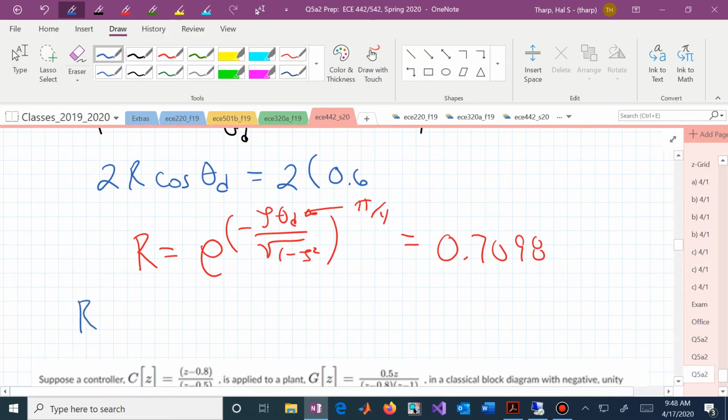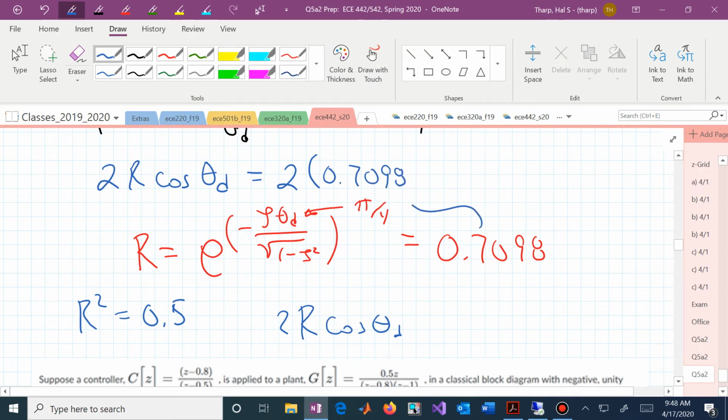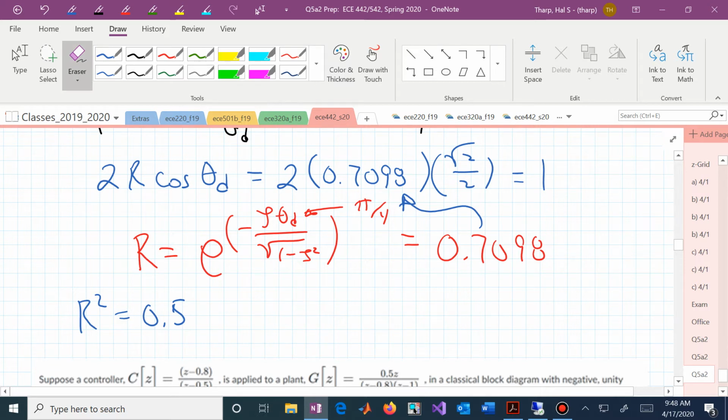Now r squared is different, so maybe you couldn't find that 0.4 in the earlier answer. Now maybe you see a denominator that has a 0.5. The 2r cosine of theta sub d with this corrected r value times the cosine of theta d, which is a square root of 2 over 2, actually ends up 1, so that now we're looking at a denominator polynomial of z squared minus z plus r squared, which is 1/2.